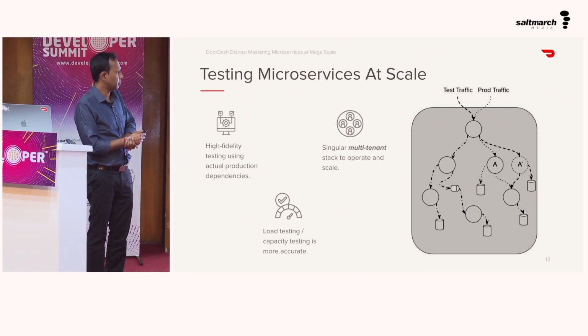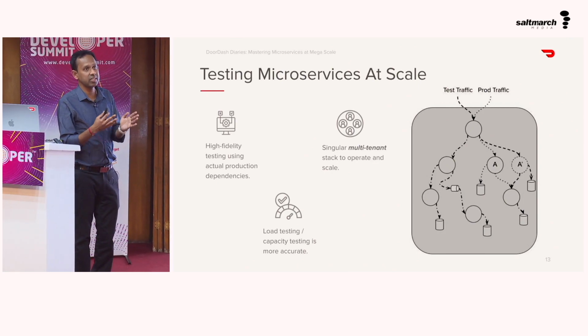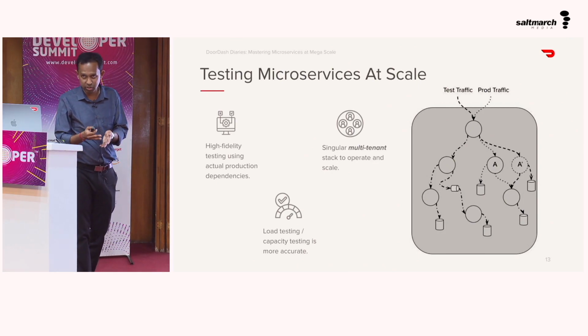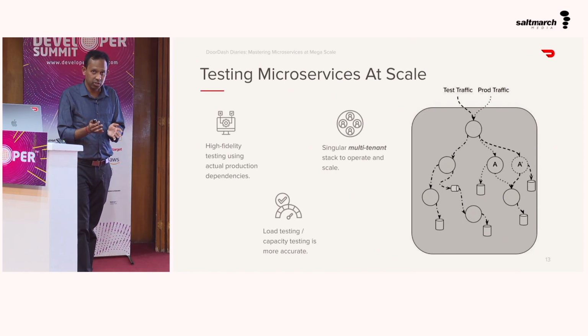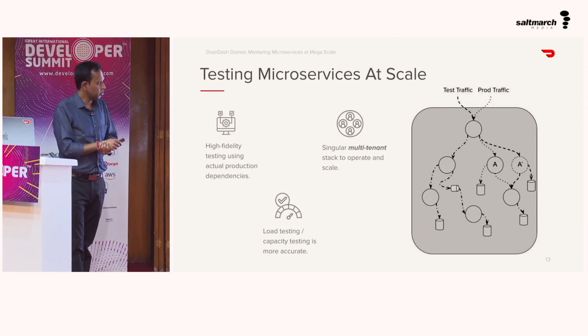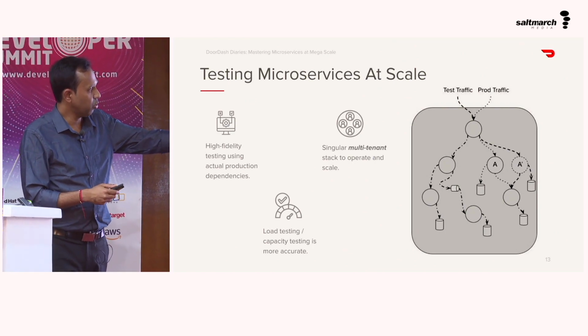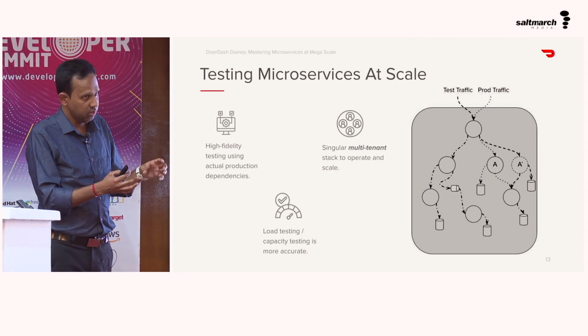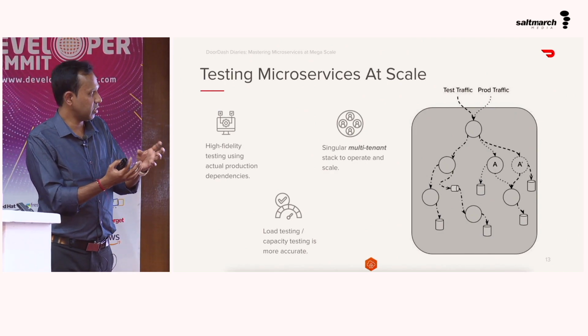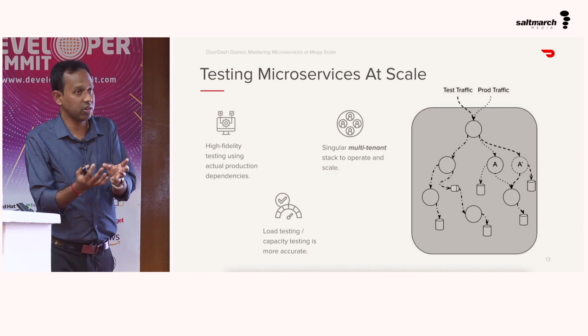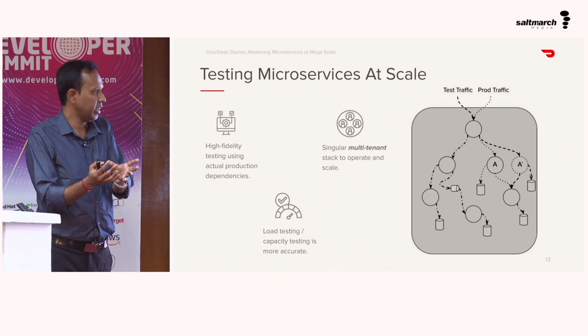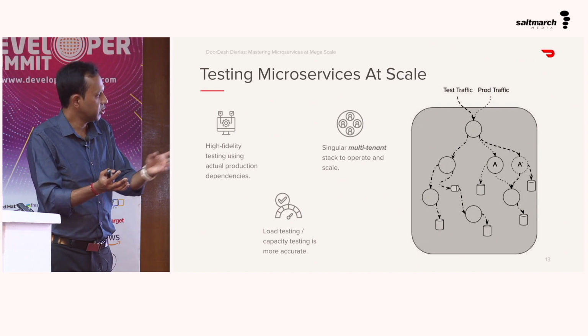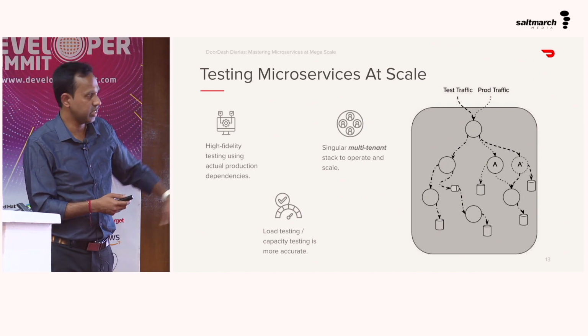DoorDash is one of the pioneers in using the same stack for both test and production traffic. So it's testing in production. And there are multiple benefits of doing that. First is high fidelity in testing. So for example, you want to test service A, what you do is you hot swap the node in the graph with your sandbox or dev environment, and magically the traffic flows through your environment while the rest of the stack remains the same.